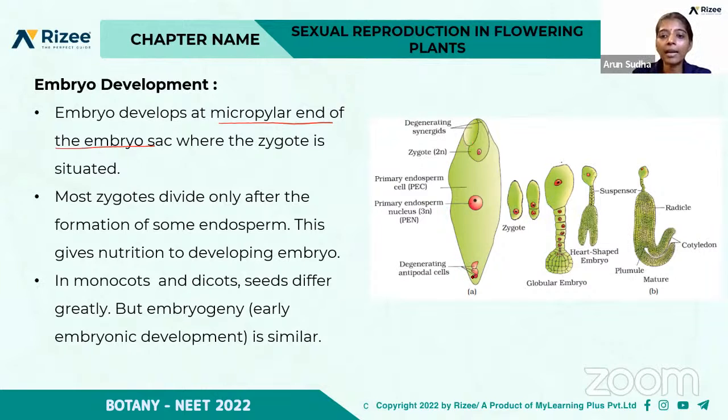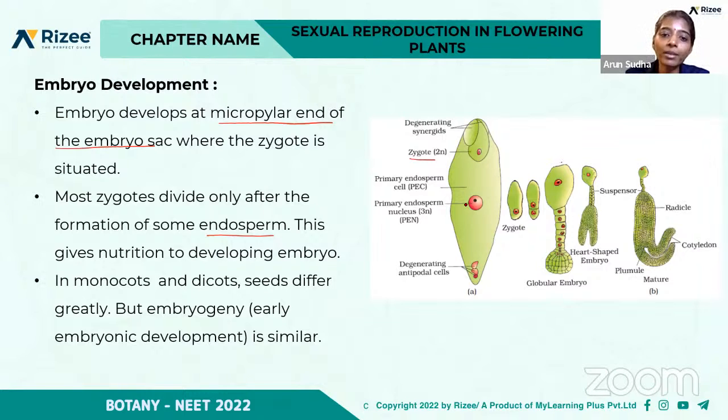That is the degenerating antipodal cells and degenerating synergids, and the egg cell fuses with the male gamete and forms a zygote. So this zygote develops into one embryo. So it develops at the micropylar end of the embryo sac where the zygote is situated. Okay, so most zygotes divide only after the formation of some endosperm. So what is the role of it? First, there occurs the formation of the endosperm. So first the polar nuclei fuse with the male gametes and lead to the formation of the endosperm, right?